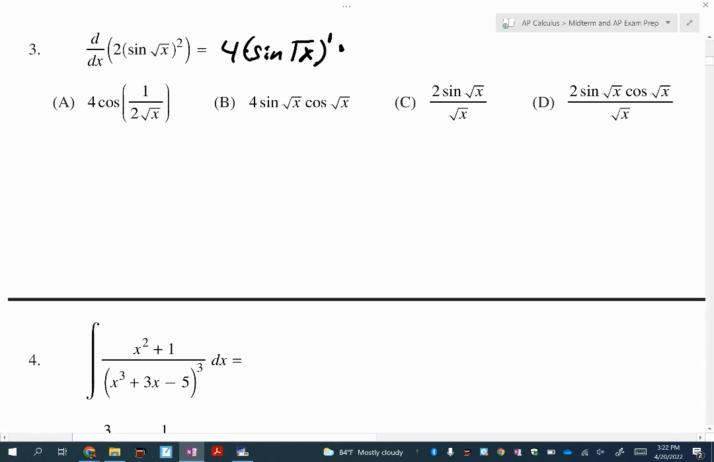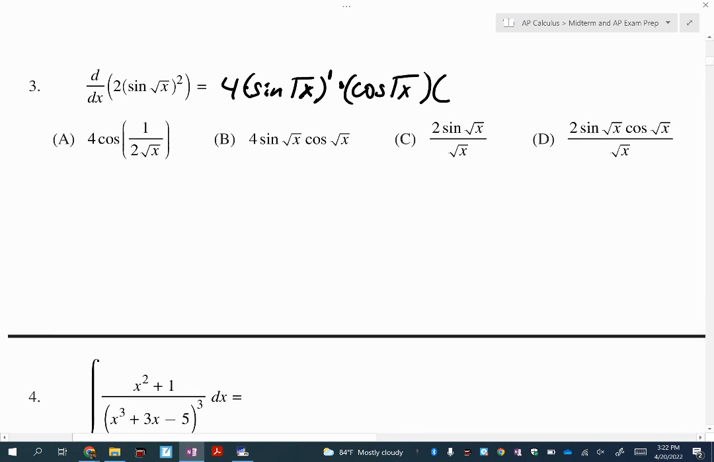What's next after the 2? What's next in the problem? Sine. So what's the derivative of sine? Cosine. Okay. And then do you see the argument? What's the derivative of the square root of x? Do I need to do that down here? That's x to the 1/2 power.